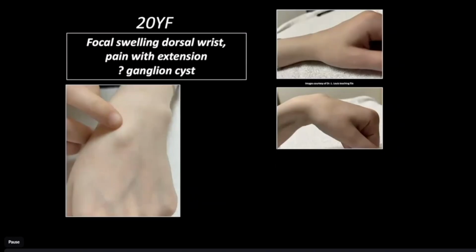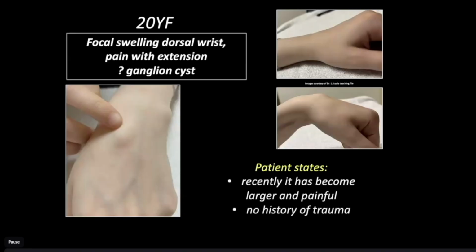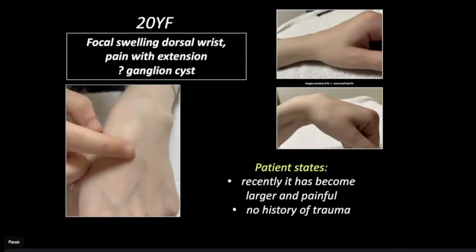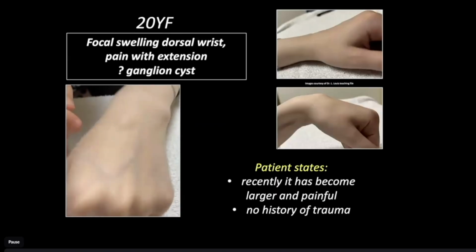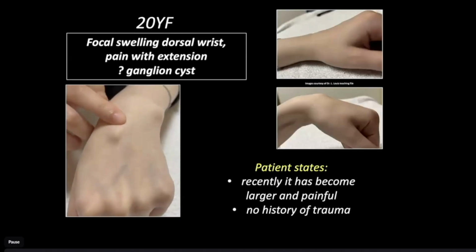This was a 20-year-old female with focal swelling in her dorsal wrist and pain with extension. The question was, is it a ganglion cyst? She said it recently became larger and painful. She had no history of trauma. That's her palpating it. You can see how prominent it is with flexion.